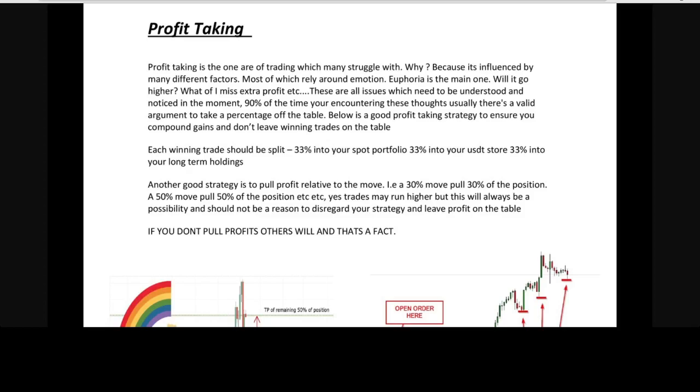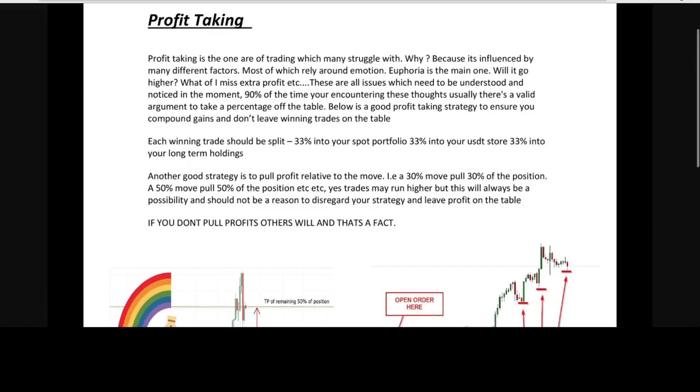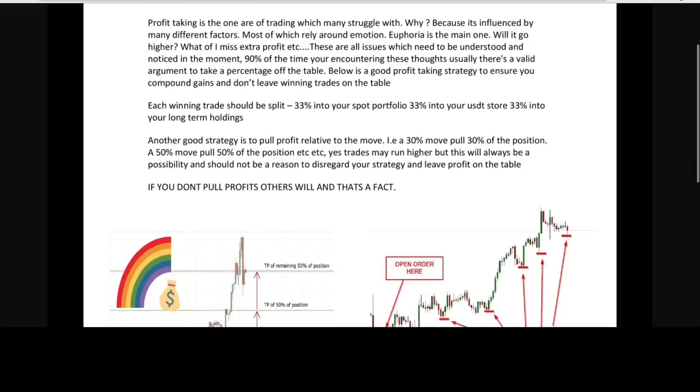Why? Because it's influenced by many different factors, most of which revolve around emotion. Euphoria is the main one. Will it go higher? What if I miss out on extra profit? These are all issues which need to be understood and noticed in the moment. 90% of the time you're encountering these thoughts, usually there's a valid argument to take a percentage off the table. Below is a good profit-taking strategy to ensure you compound gains and don't leave winning trades on the table.